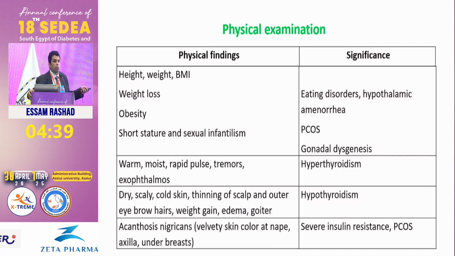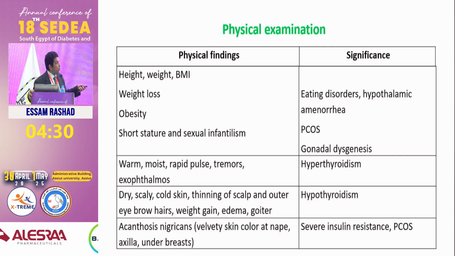Then we come to the physical examination, our logical next step. Weight loss. If the patient suffers significant weight loss, think of an eating disorder or hypothalamic amenorrhea. Again, if she is obese, think of PCOS. If she has short stature with infantile sexual characteristics, think of gonadal dysgenesis, and the most classic example is Turner syndrome.